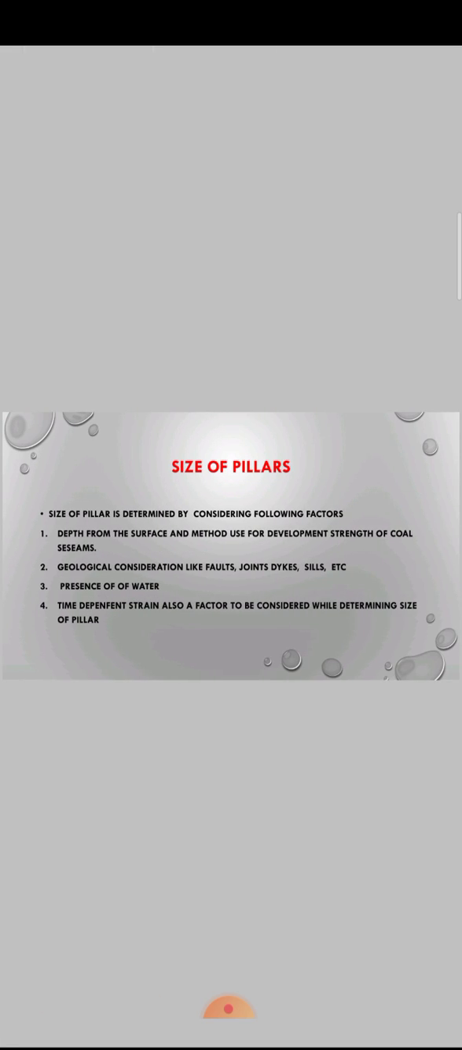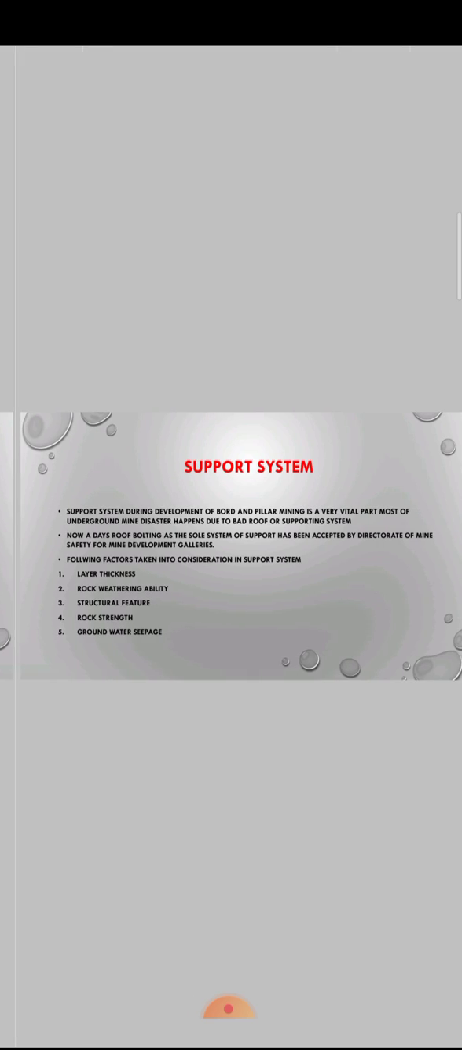Size of pillars. Size of pillars is determined by considering the following factors: depth from the surface, method used for development, strength of coal seams, geological considerations like faults, joints, dikes, sills, etc., and presence of water. Time dependent strain is also a factor to be considered while determining the size of the pillar.